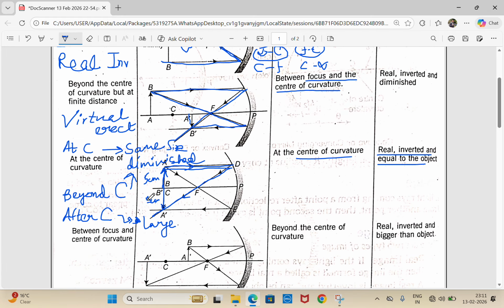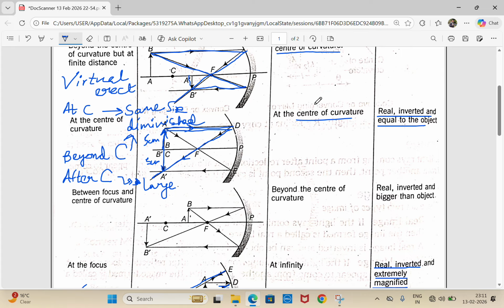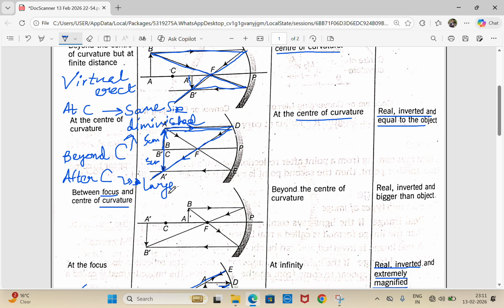Okay, now the last case, between the focus and the center of curvature. According to the formula, the focus will be turned into infinity, and the position of the image will be C to infinity. So in between C and F, between focus and center of curvature, as I said earlier, after C the image will always be inverted, real, and enlarged, or you can say bigger than the object.